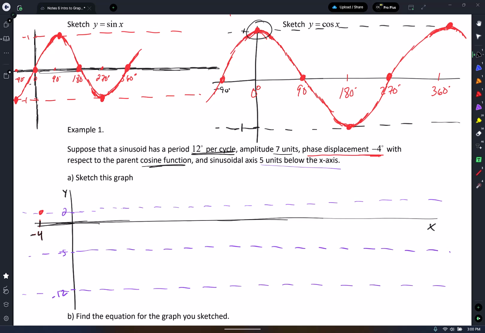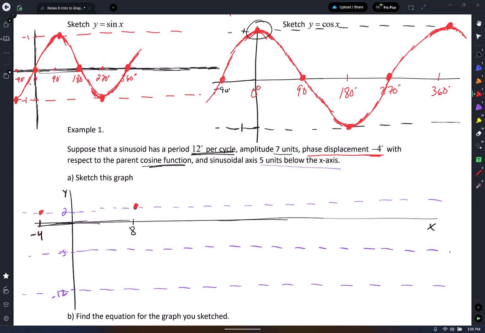Now remember, the period is 12, so that means every 12 degrees I better have a max. So I'm going to go 4, and then another 4, and then another 4, because 4 plus 4 plus 4 is 12, right? So I'm going to be right here. Doesn't have to be perfect. That's 8 points. Does everyone know how I got the 8? Yeah, -4 plus 12 is 8. I'm just going every 12.